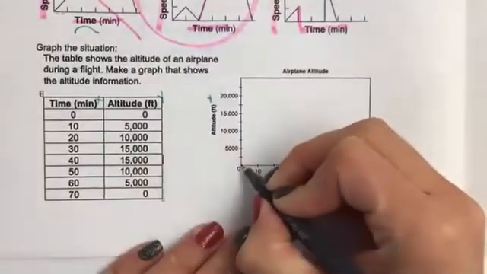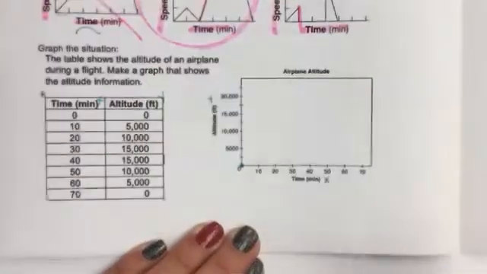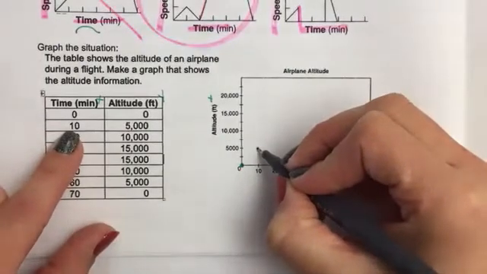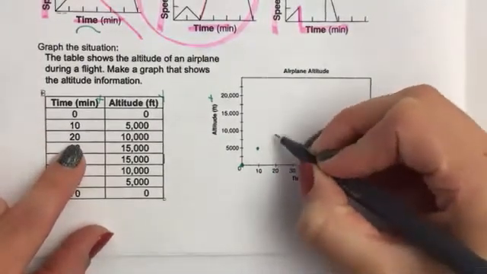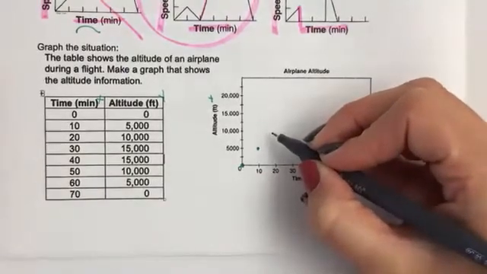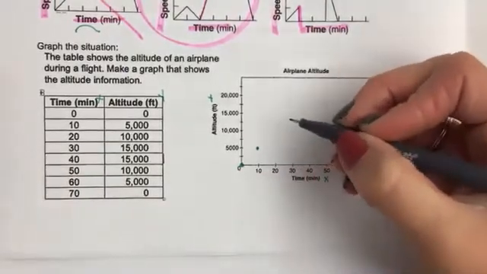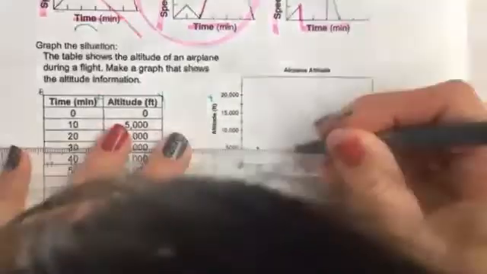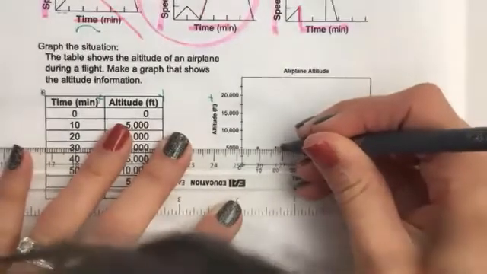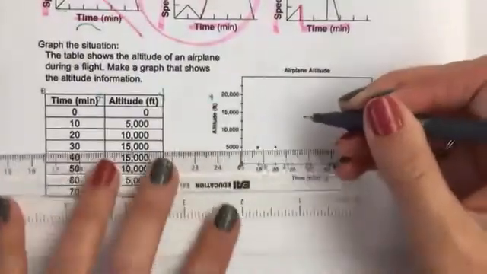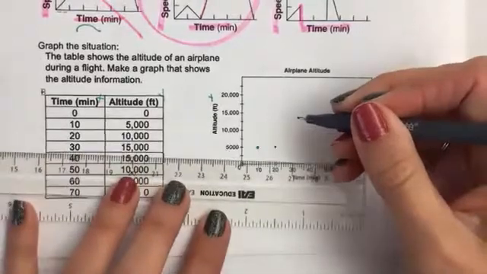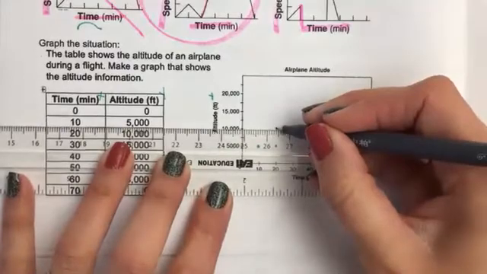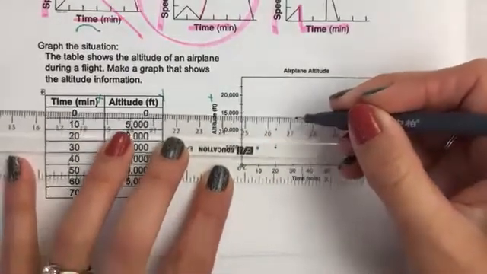So 0, 0 is where we start, and we're just going to plot these points like we do on a regular graph. So 10 and 5,000, 20 and 10,000. And then you can use a little ruler. And then 30, oh, sorry, I should have went to 10,000. I wasn't paying attention. And then 30 and 15,000.